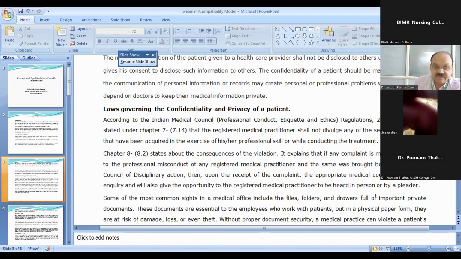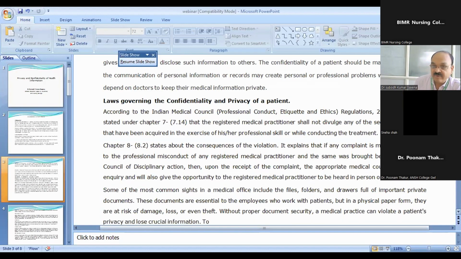Chapter 8 states the consequences of the violation. It explains that if a complaint is made with regard to the professional misconduct of any registered medical practitioner, or doctors, or nurses, or compounders, and the same is brought to the medical council for disciplinary action, then upon receipt of the complaint, the appropriate council will hold an inquiry and will also give the registered practitioner the opportunity to be heard in person or by a pleader.